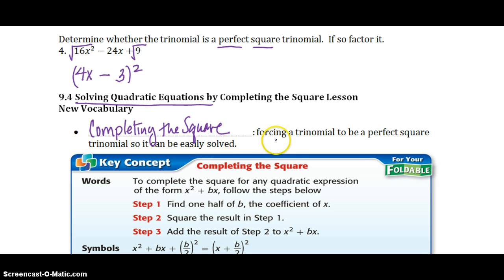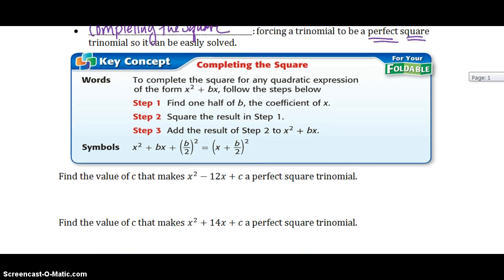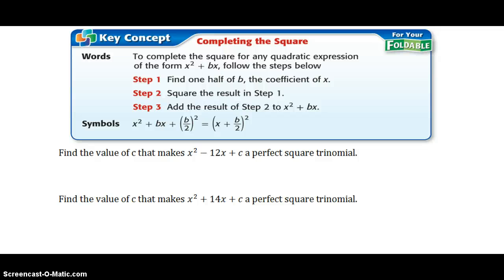What that means is we're going to force a trinomial to be a perfect square. We can take any trinomial and make it a perfect square. We're going to work a little bit of magic. And no magic trick comes without practice and practice and practice. So this is going to sound a little bit crazy as I go through these 3 steps. But the more we practice, the easier these 3 steps will become second nature.